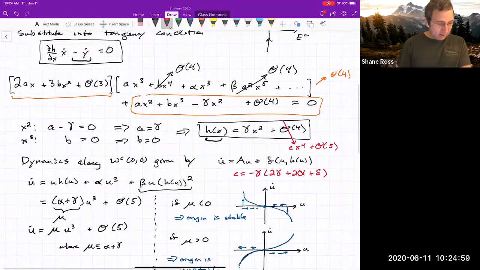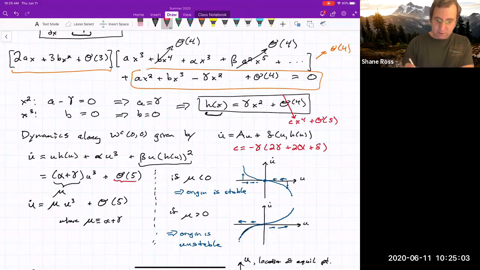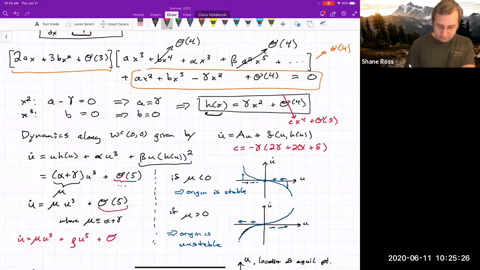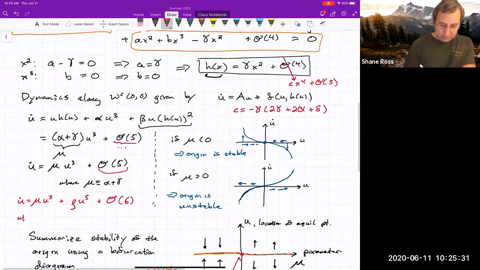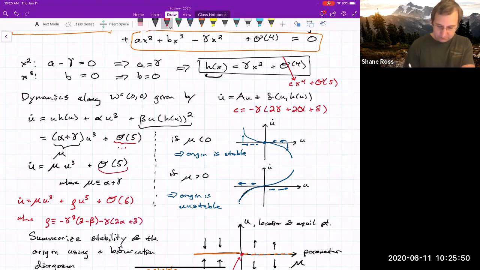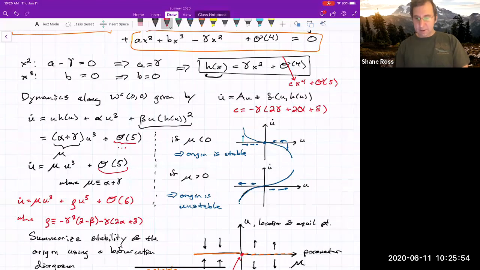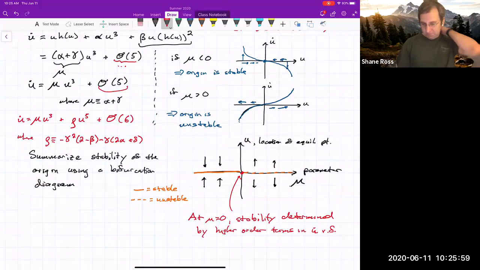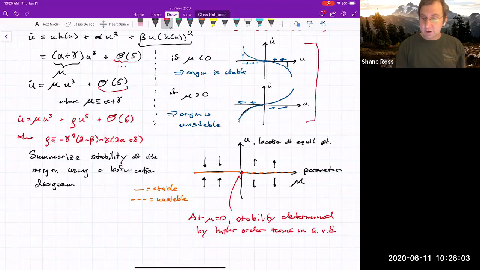All right, and then if we carry through this computation even further, that means this thing that we left as order 5 will be something else. What will it be? Let me just write down here what u dot will be. We still have mu u to the 3rd. That doesn't change, but now we'll have an order 5 term where I'll just call it rho u to the 5th plus, I guess the next would be order 6. And rho is a whole bunch of things. Minus gamma squared 2 minus beta minus gamma 2 alpha plus delta. So all the parameters are now involved, alpha, beta, gamma, delta. And so then this will change what the vector field looks like. So what I did up here in the upper right, that will change.